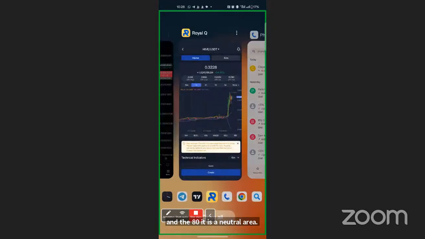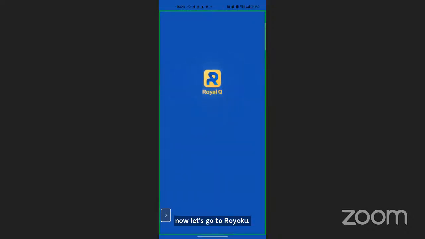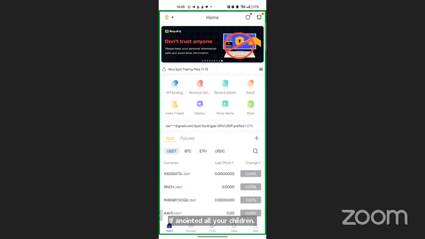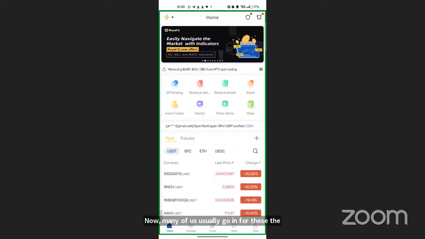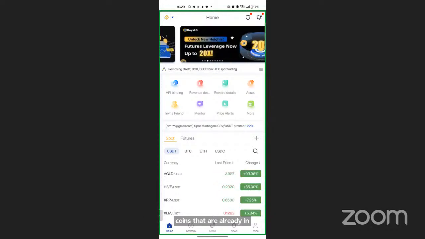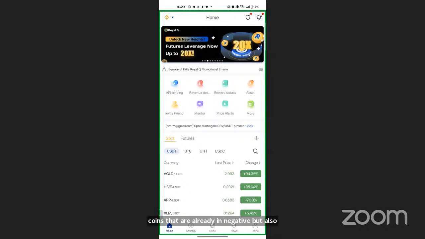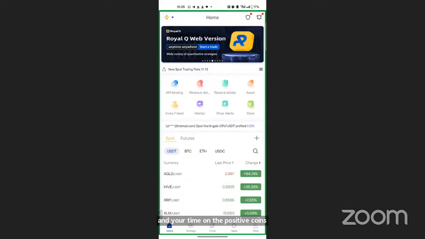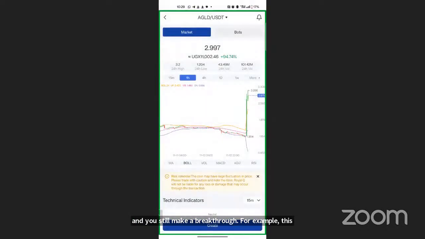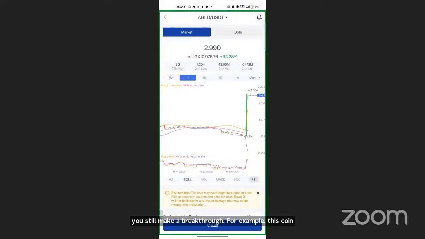Now let's go to Royal Q. So I want to trade, and I'm looking for the best opportunity. Now, many of us usually go in for the coins that are already in negative, but also we have coins that are in positive. You can always put your energy and your time on the positive coins and you still make a breakthrough. For example, this coin. Although I will switch on RSI.